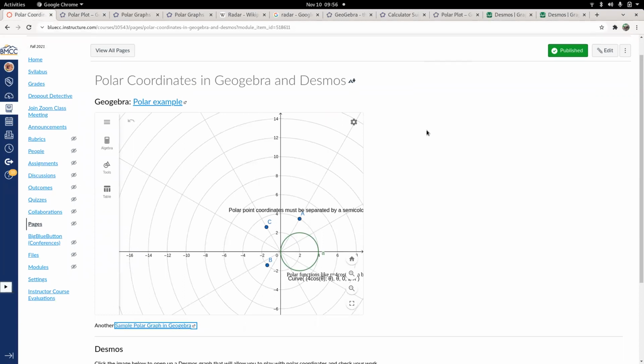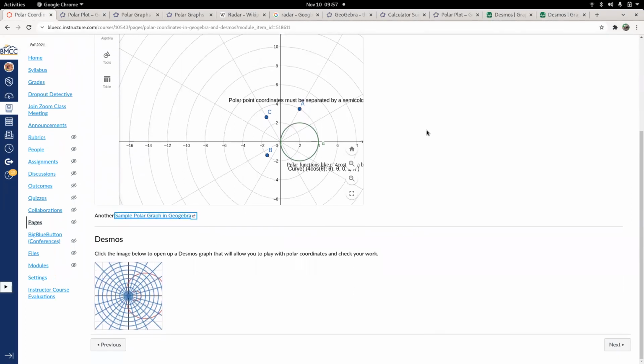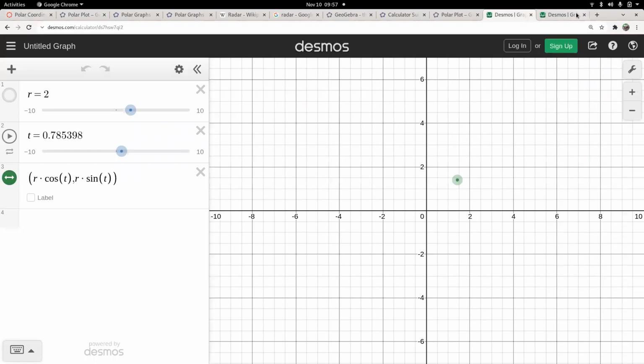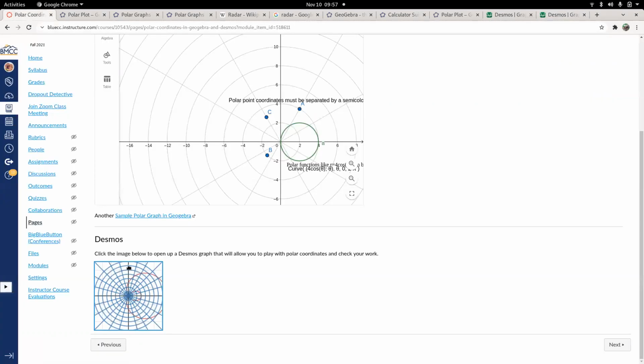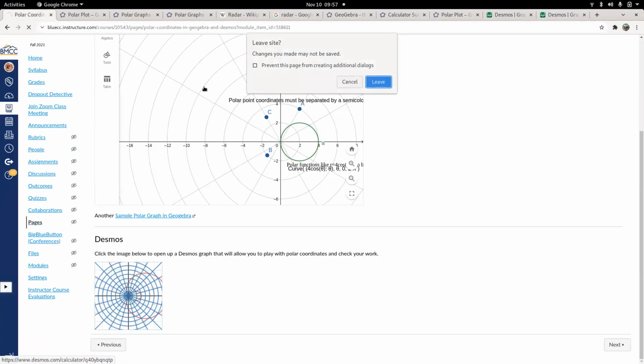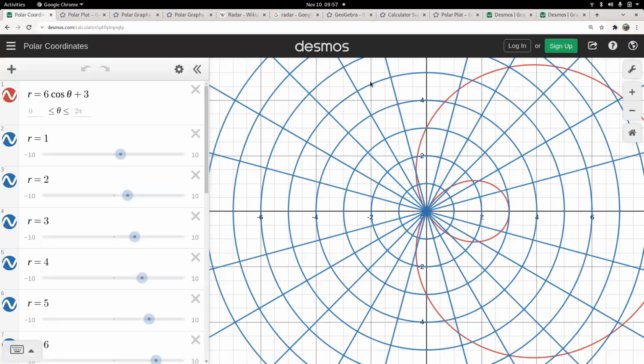Let's take a look at Desmos next. So Desmos, here's a picture of a graph. And if I click on it, it'll take me over to the, I already had Desmos open. So where is that one? Over here, maybe? Nope. This one? Thought I had it open. Interesting. Why did they give me that message? Oh, Geogebra up here is giving me the message. Yes, I want to leave that. Thank you. All right. So this takes me here.